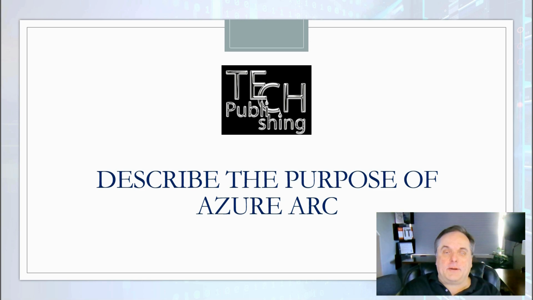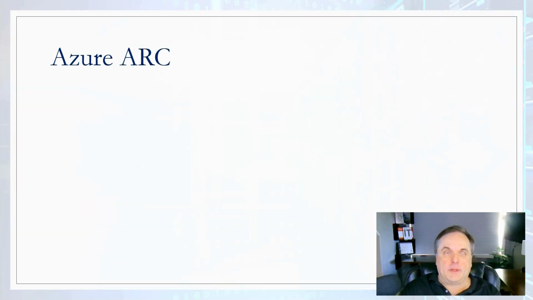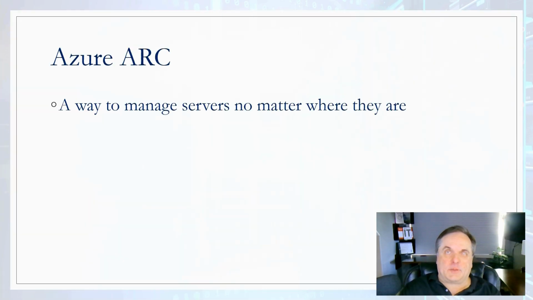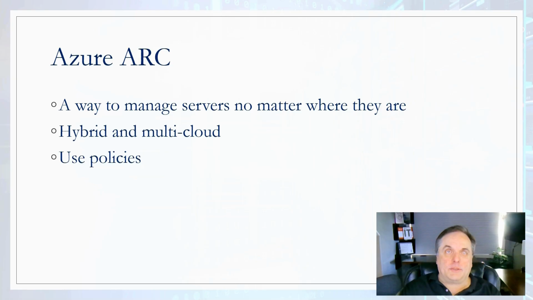For our AZ-900, it's important to understand the purpose of Azure Arc. Now, there's many different ways of explaining what Azure Arc does, but simply, it's just a way to manage servers that are on premises in the Azure cloud, but also in other clouds, such as Amazon Web Services and Google. It will also install on Azure Kubernetes clusters.